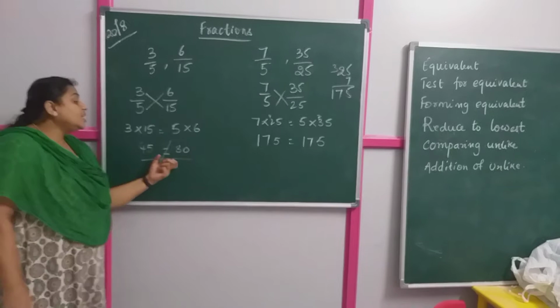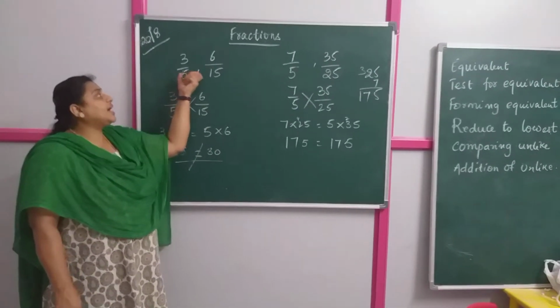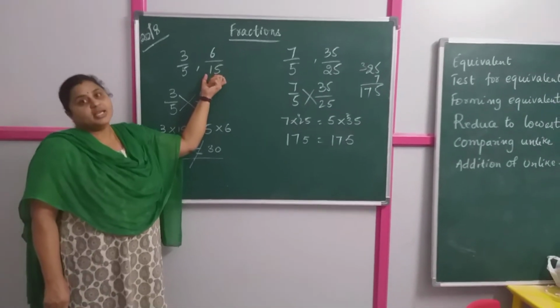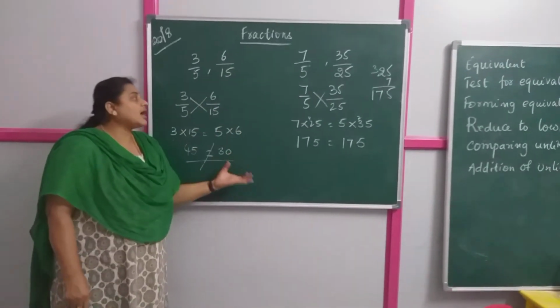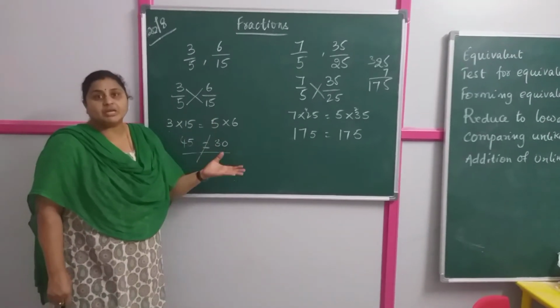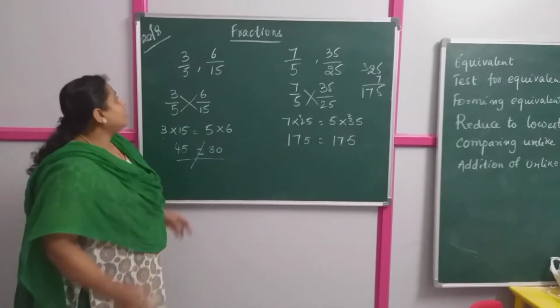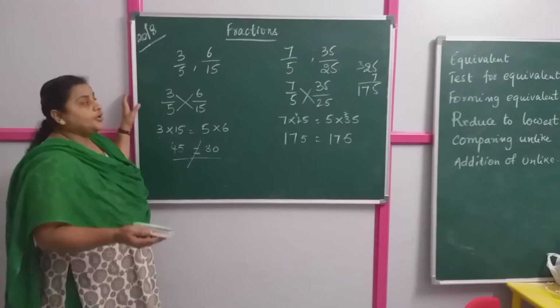But here, these two products are not equal. Therefore, 3 by 5 and 6 by 15 are not equivalent fractions. This is how you check whether the given fractions are equivalent or not. This is the test we do to check whether the given fractions are equivalent or not.